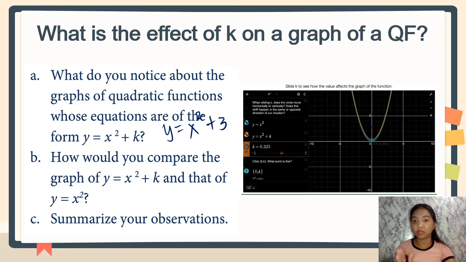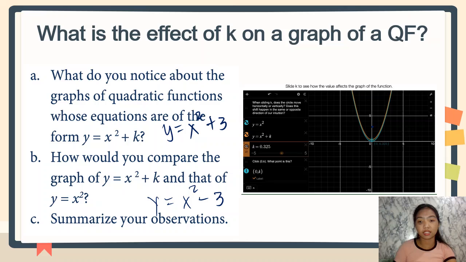That's it. If positive 3, the graph moves 3 units upward. But on the other hand, if it's -3, x squared minus 3, the graph will move 3 units downward, or 3 units below the origin. Remember that the origin is the intersection of our x and y axes. The coordinate of the origin is (0, 0).